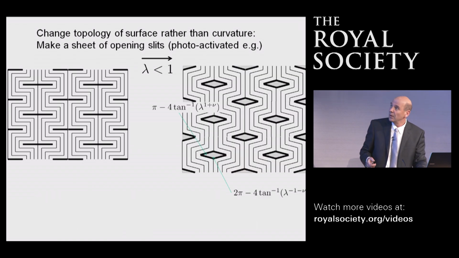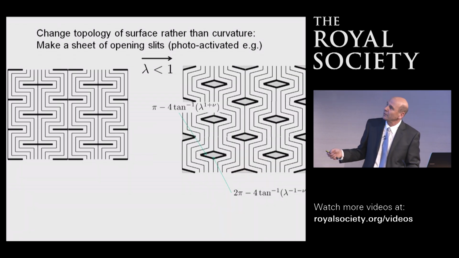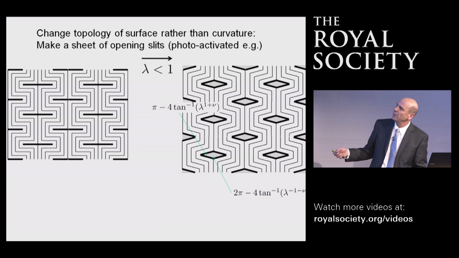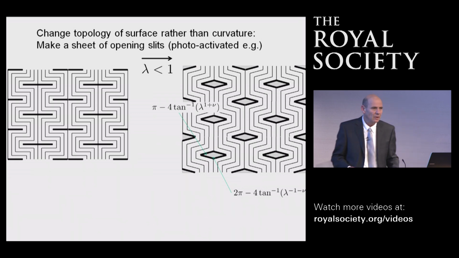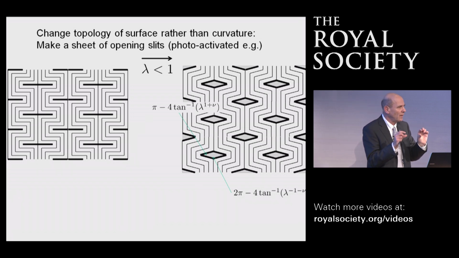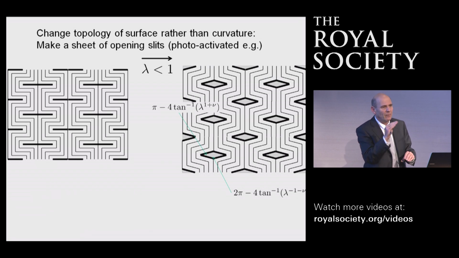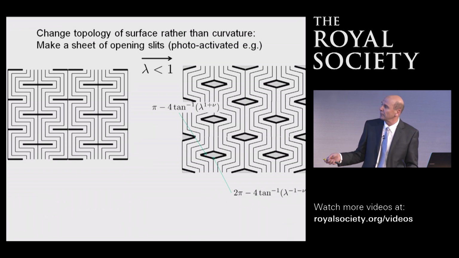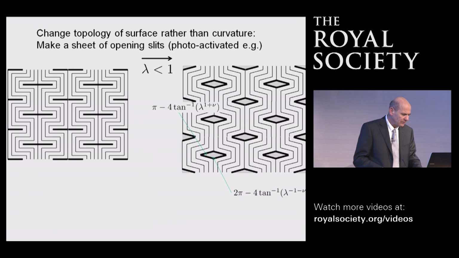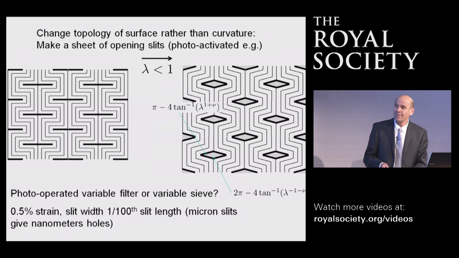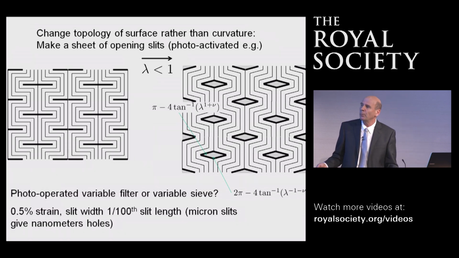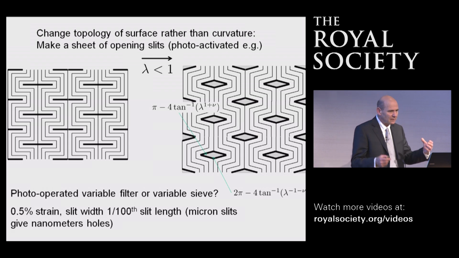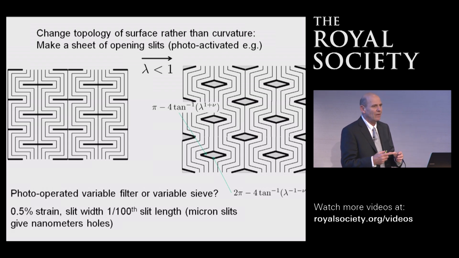So let me show this. If we now shine light on this, then these things here, if these open up, this can remain a flat sheet without fracturing. So we've done something different. This mechanics has led to a change in the topology, that is the number of penetrations of the space, rather than the curvature of the space. And these angles change by amounts that you can calculate from the mechanics. So why would you want to do that? Well, we believe that this could be a photo-operated filter. The trouble with filters is they capture what you're supposed to be filtering, and they clog.